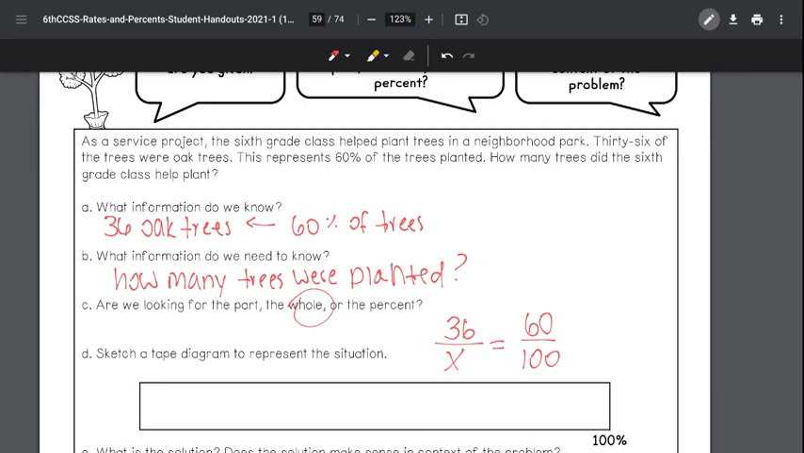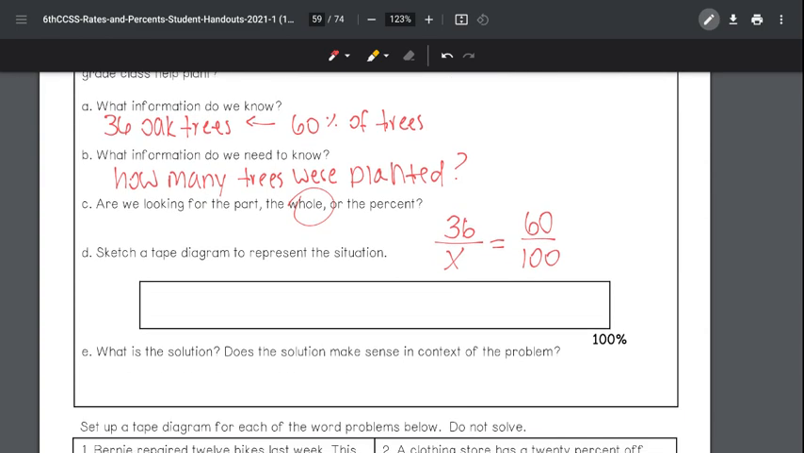So to find our total number of trees, we're going to cross multiply. 36 times 100 equals 3,600. We divide that by 60. We figure out x equals 60, which means 60 trees were planted in total.